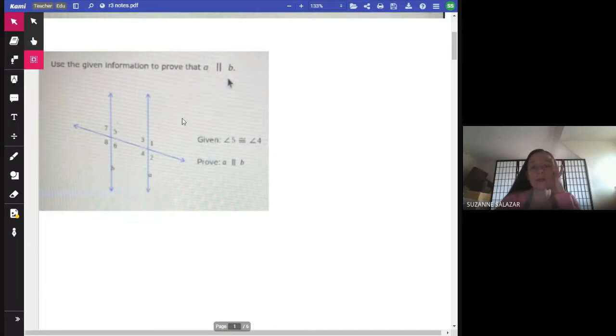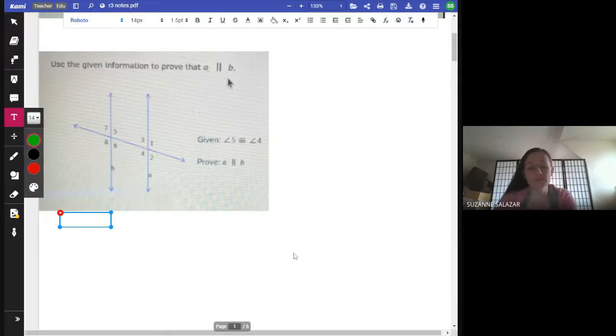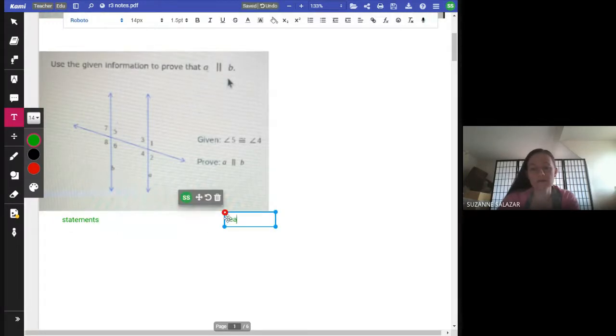So next question, this one is: use the given information to prove that A is parallel to B. So I want to prove that these two lines are parallel to each other. I don't know that they are. I want to prove it. I know that angle 5 is congruent to angle 4. So it's a proof. So I need to have statements and reasons.